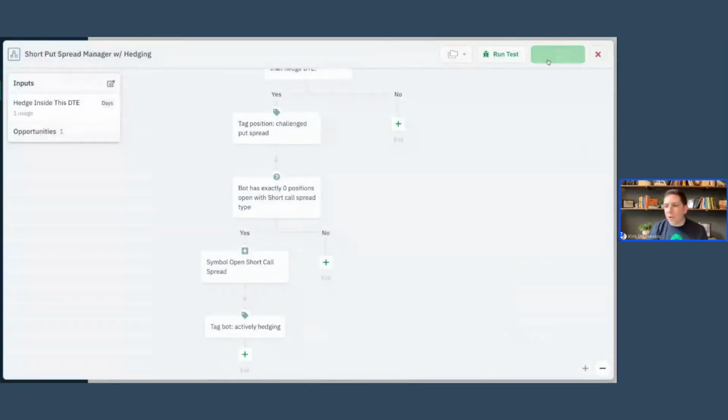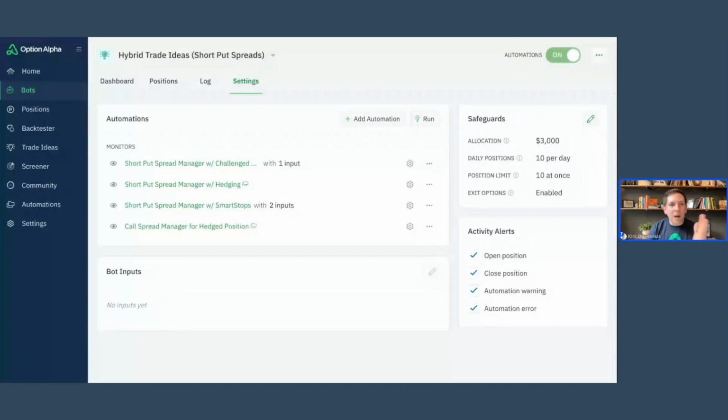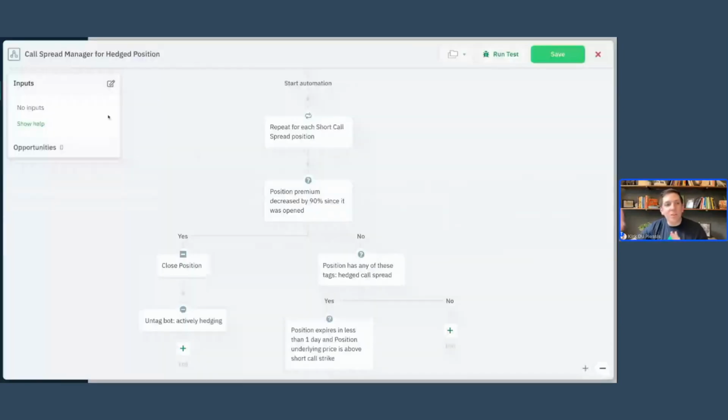Now take it one step further. I think through your positions. Your bot here is called Hybrid Trade Ideas for Short Put Spreads. But now you've added a monitor automation that can enter a call spread and convert it into an iron condor, iron butterfly. So what do you need to do? You need to add a monitor automation to monitor that short call spread. Unless you just want to default to exit options. You can do that too.